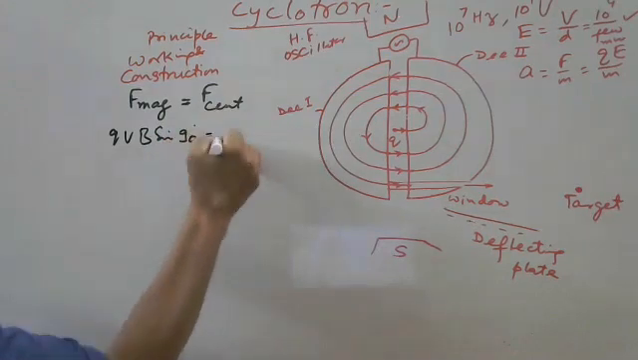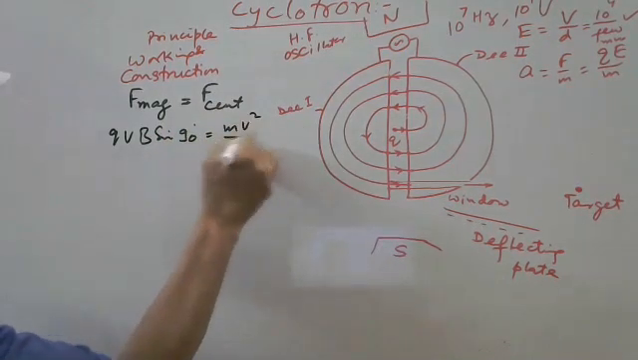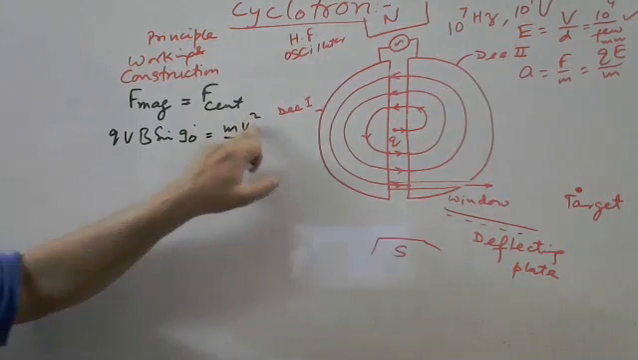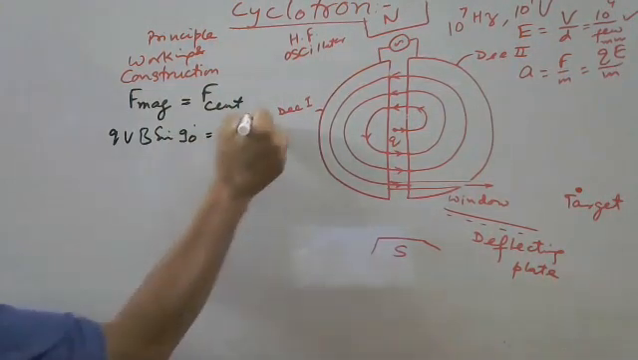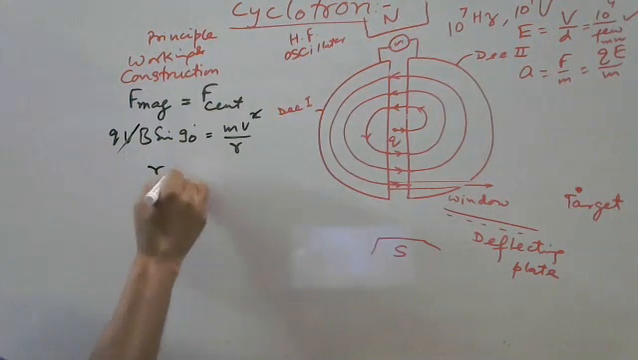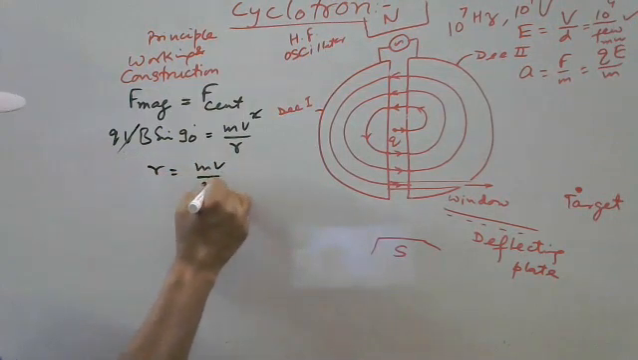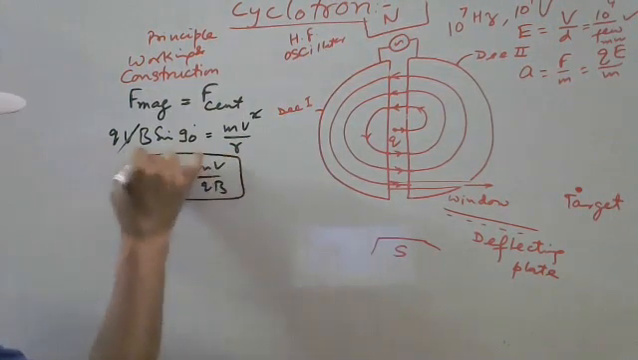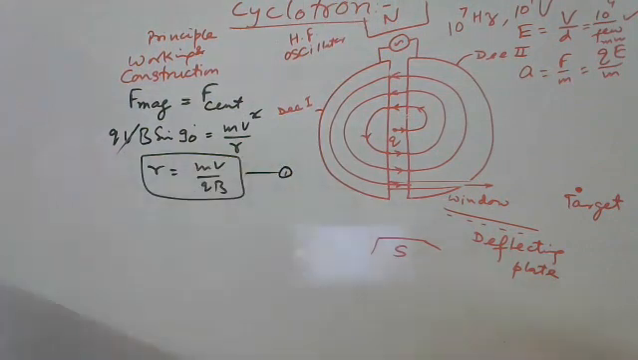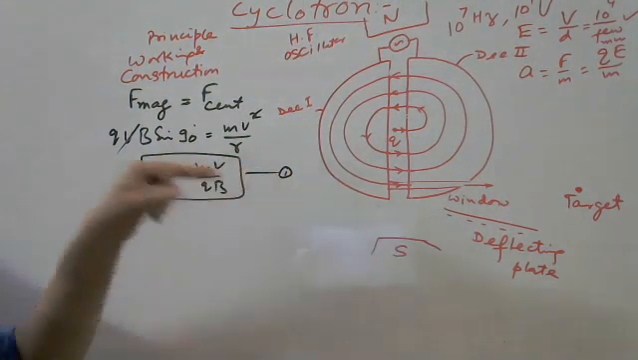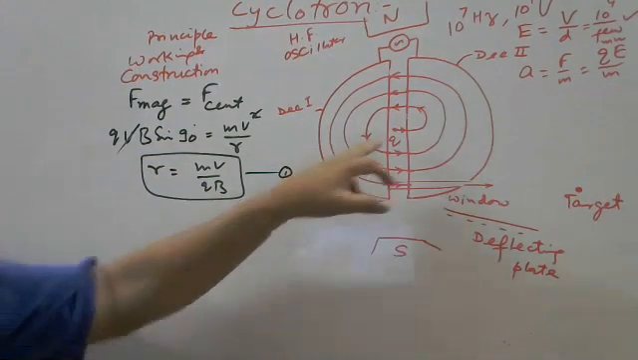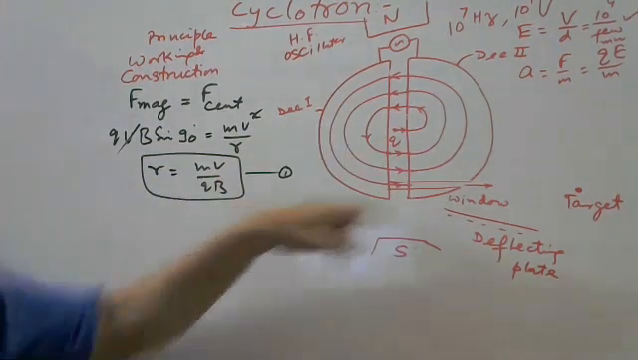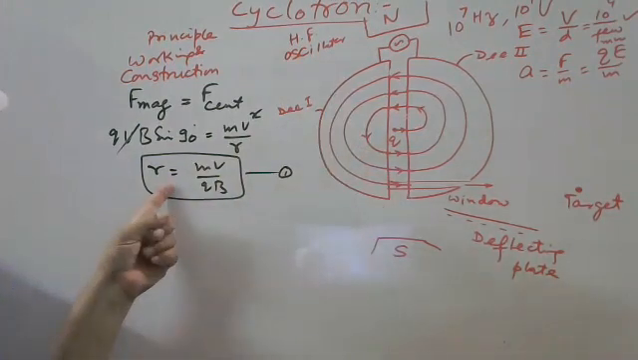And what is the centrifugal force? mv square upon r. What is r? It's the radius. What is v? It's the velocity. So this way we cancel out one v, and r can be written as mv upon qB. This is the radius of the circular path. So if the charged particle enters perpendicular in the magnetic field, it circulates in this radius.